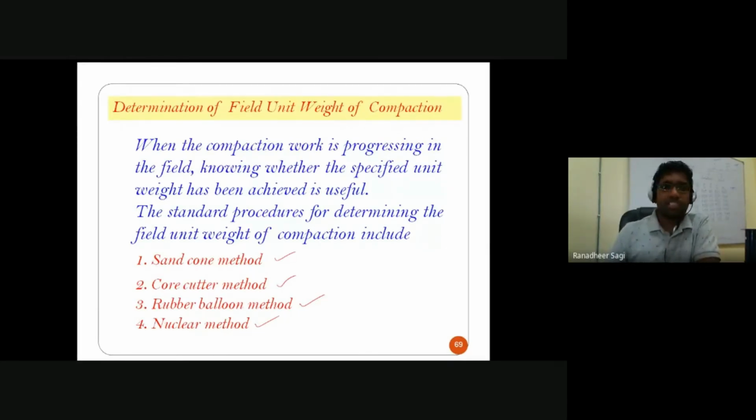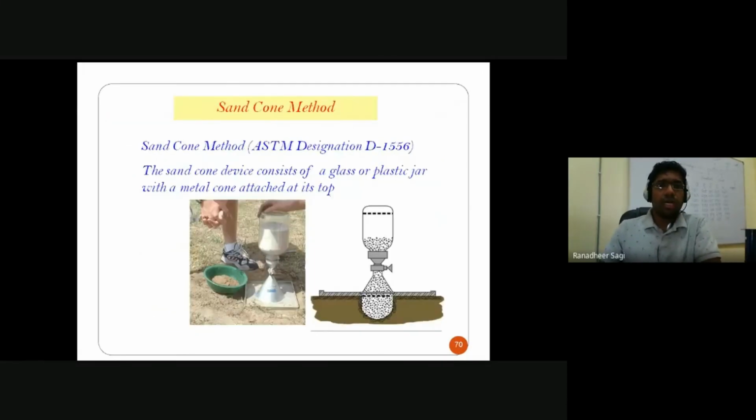We'll just try to have an idea of what this sand cone method is, which is otherwise called the sand replacement method. The other type of method is the core cutter method, which are very commonly used in the field for determining the field density of the soil. Other methods which can also be used are the rubber balloon method, the nuclear method, and various other advanced equipment. Let's look at the sand cone method, or sand replacement method.